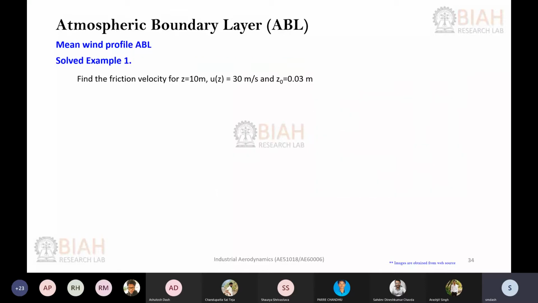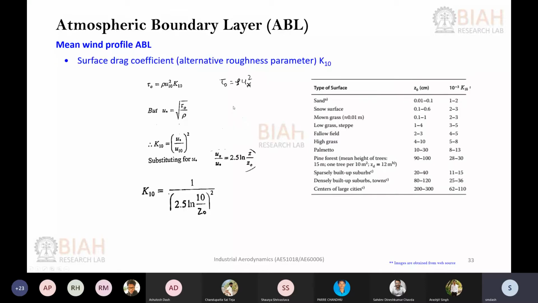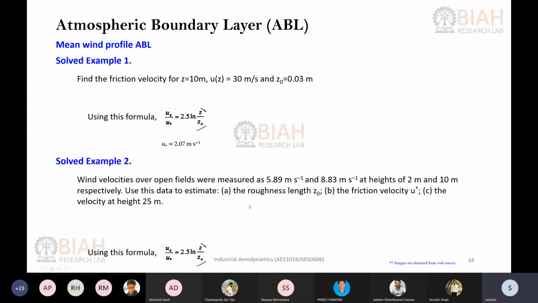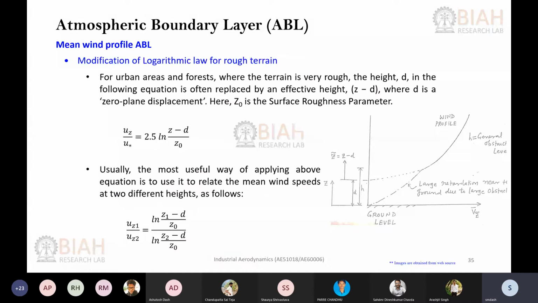This is another term. Instead of surface roughness, we also sometimes define the surface drag coefficient, which is again related to your surface roughness. As you can see here, this is the final form. Then we have solved a few examples. Now next, let's proceed.